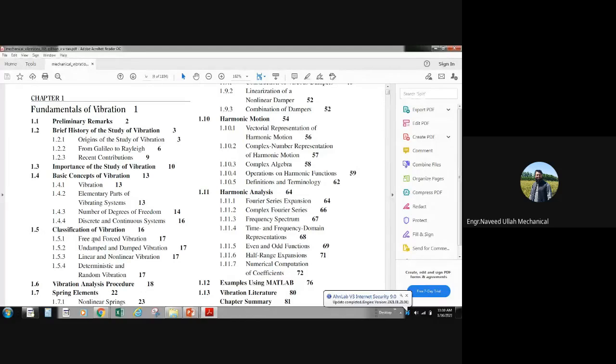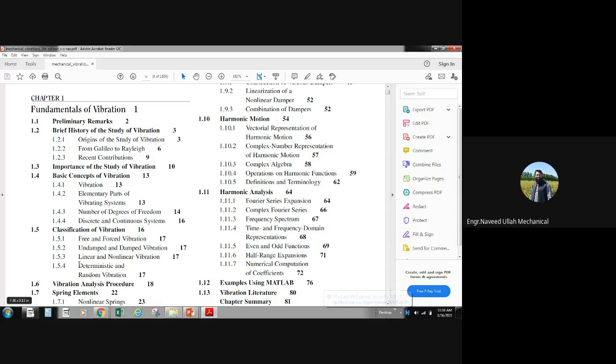F is equal to kx, that is the restoring force. This is actually a linear equation. So we will start with linear equations, and then if we have time, we will also discuss non-linear vibrations or random vibrations. Okay, then we have deterministic and non-deterministic, or random, vibration.